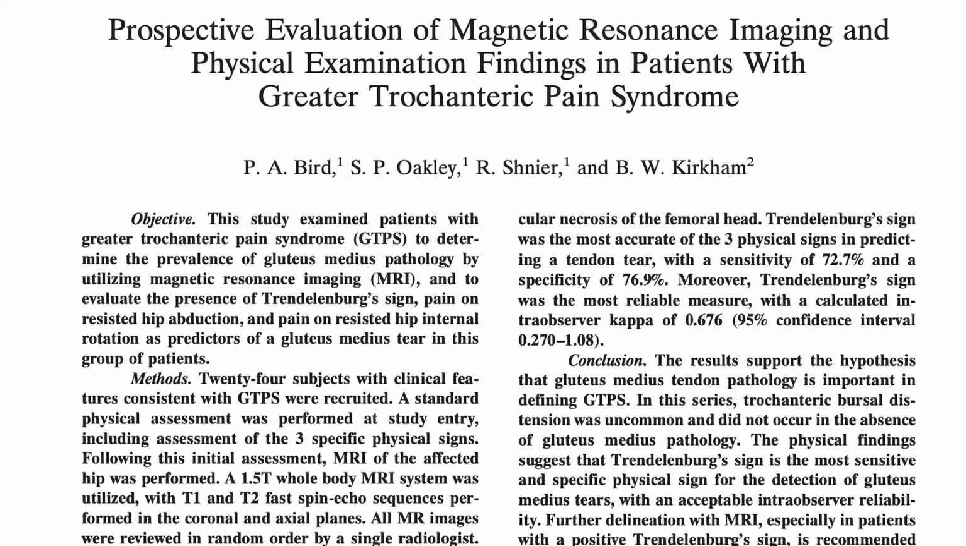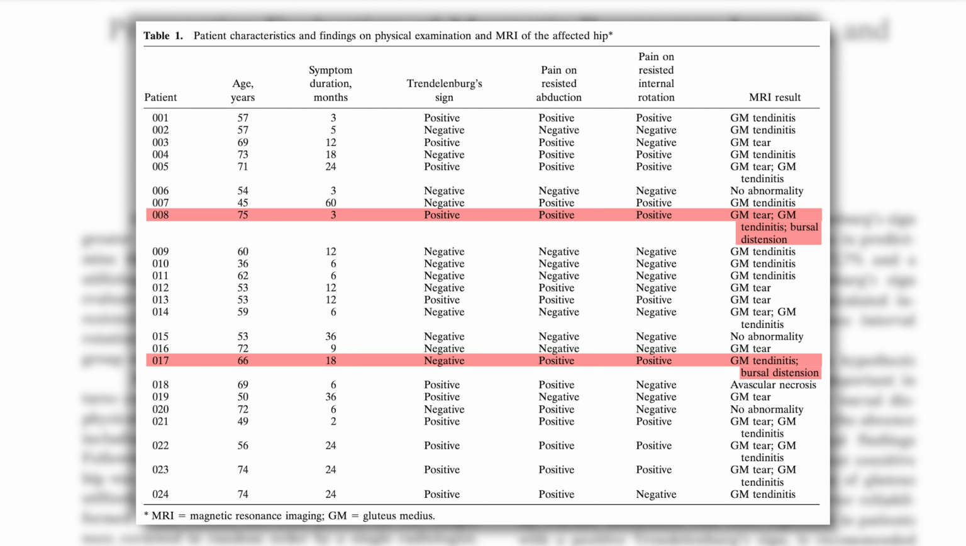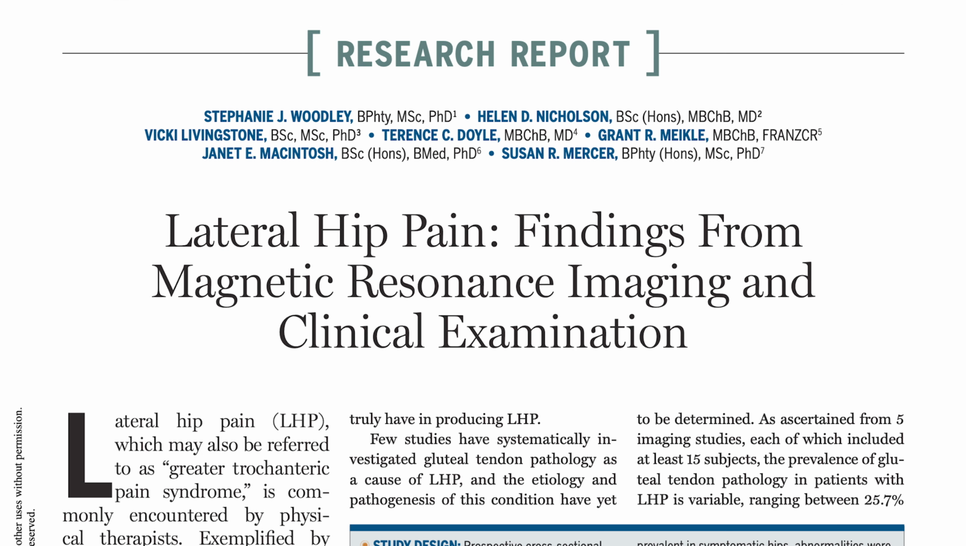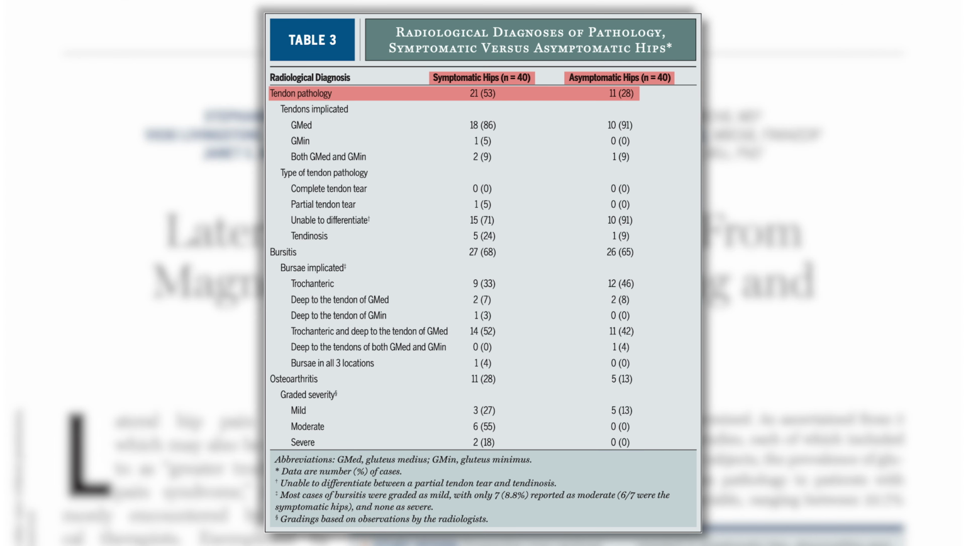In 2001, Bird et al. performed MRI examination of 24 symptomatic patients and only found bursal distension or enlargement in 8% of cases, and it wasn't an independent finding, meaning that it was always associated with gluteus medius pathology, which was discovered in 83% of cases. In 2003, Connell and colleagues found that 53 of the 75 patients in their study showed sonographic evidence of gluteus medius tendinopathy. In 2008, Woodley et al. found that tendon pathology was more common in symptomatic hips, while bursitis was actually equally prevalent in symptomatic and asymptomatic hips within the same group of participants.